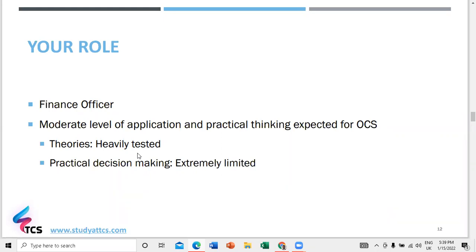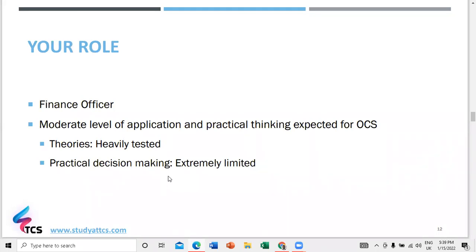And calculations, you need not do calculations, but you need to elaborate calculations. So the numbers which are provided as part of your exam. And practical decision making will be extremely limited. Why? Because you are at the lowest level of the organization. You are only supposed to carry out short-term decision making, which falls under the P1 syllabus.